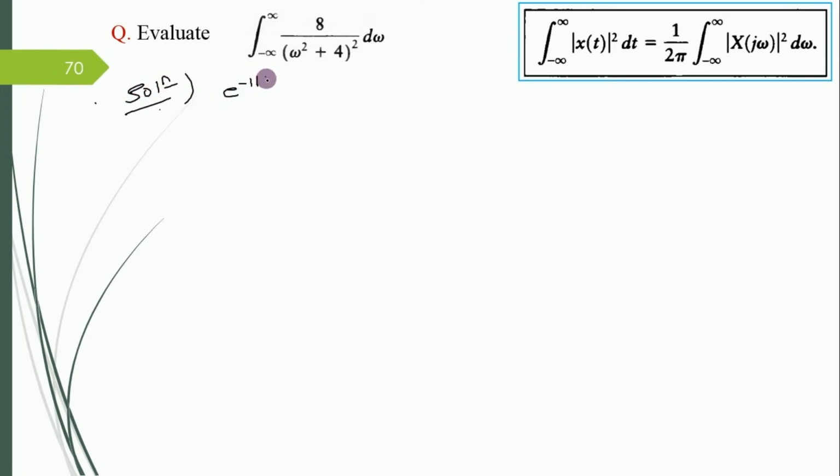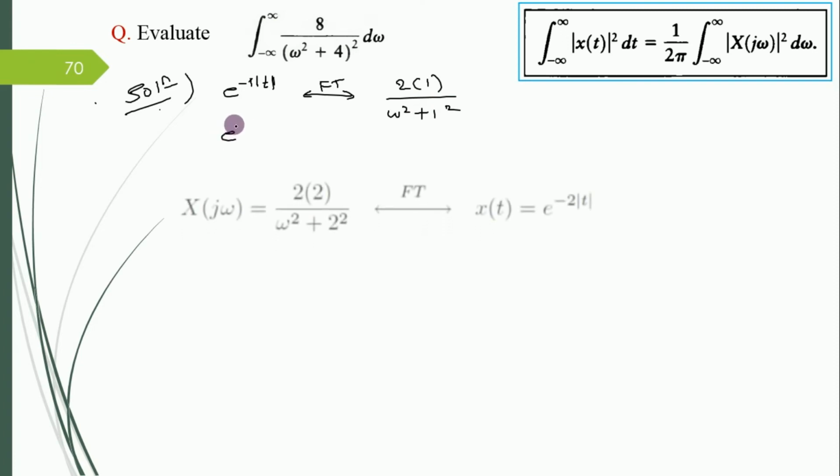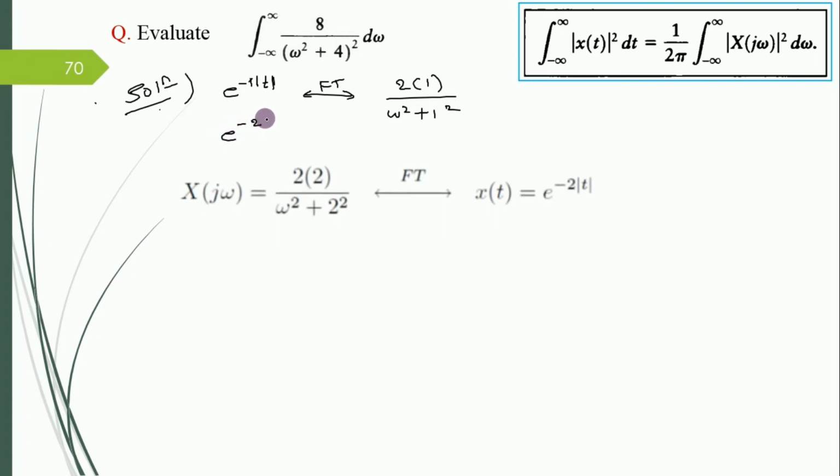e raised to minus 1 mod t, its FT pair I had already taken. It's 2 into 1 divided by omega square plus 1 square. Similarly e raised to minus 2 mod t: wherever you have 1, put 2. These two things are very important in order to solve it. And X of j omega can be written as 2 into 2 divided by omega square plus 2 square.